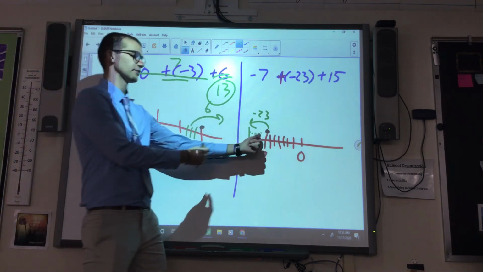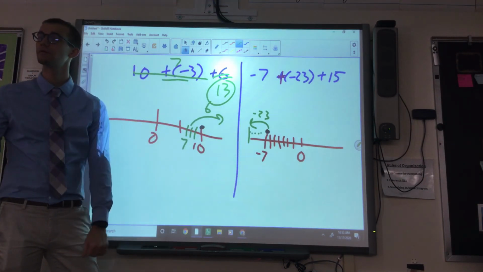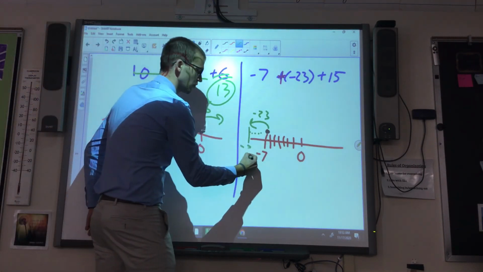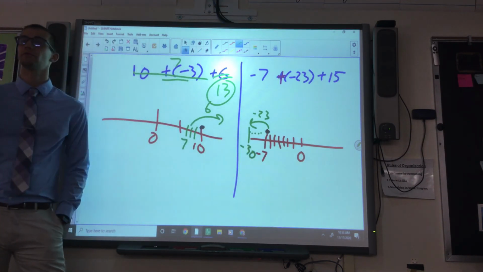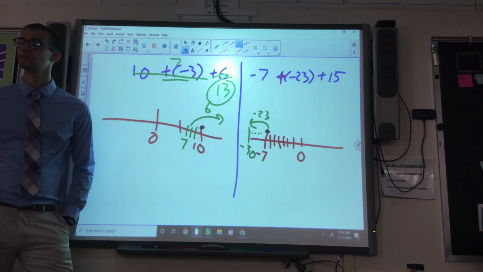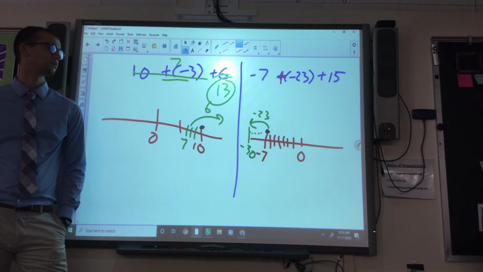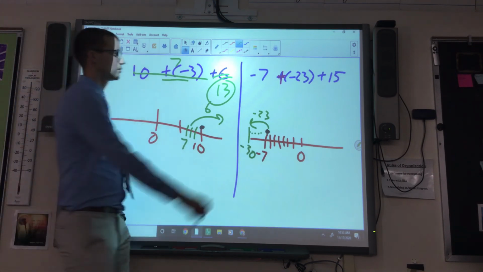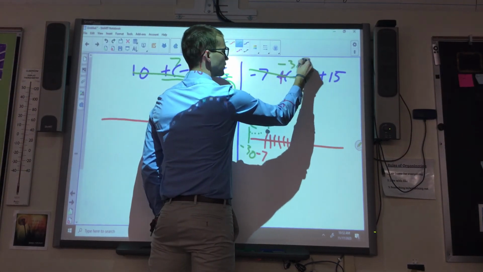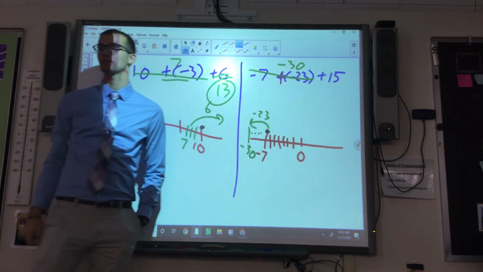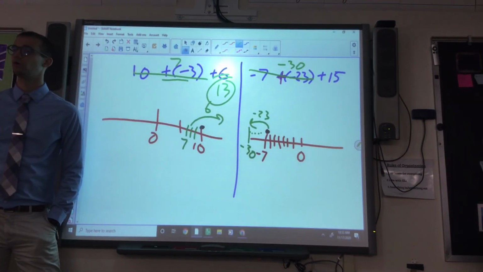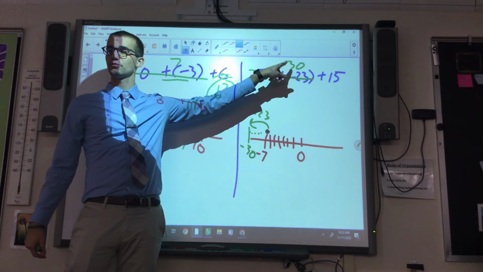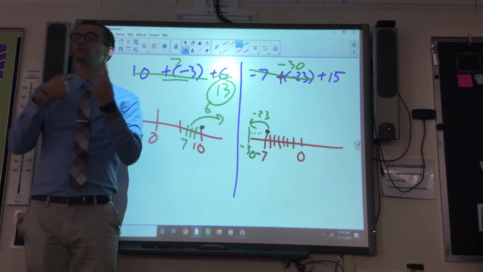Think about it. -7, negative back 7. 23. Negative 30. Yes, -30. And then I'm going what, forward or backward? Backward. I got -30 left. -30 plus 15, forward or backward? No. Because -30 is where you are, and then you are going forward.